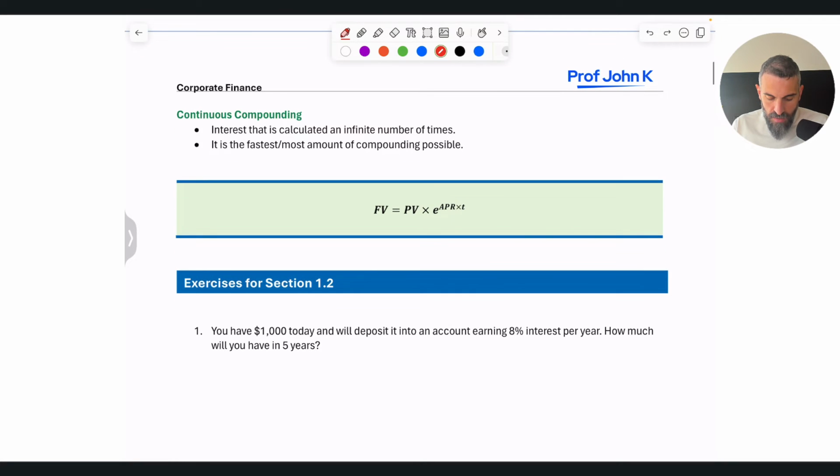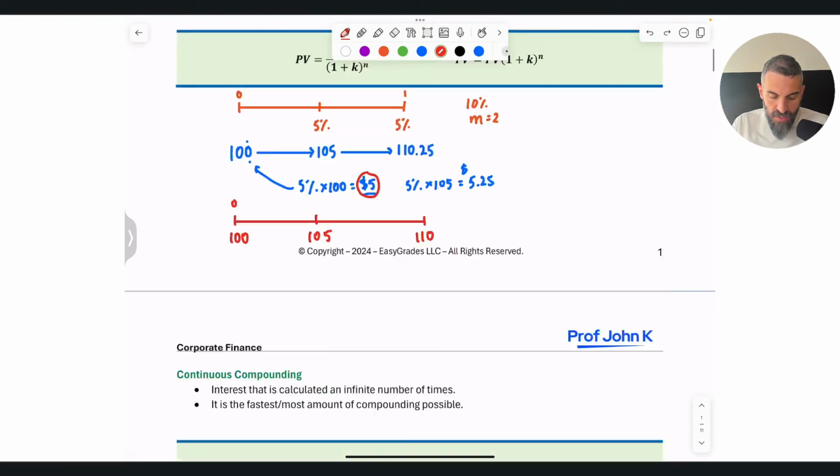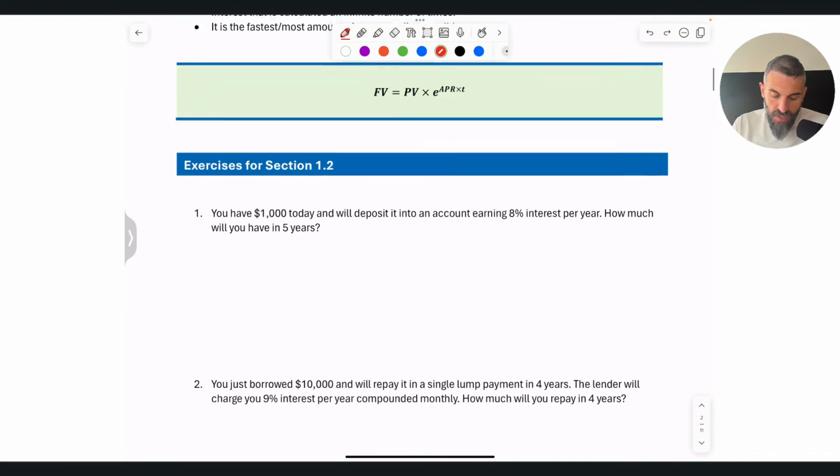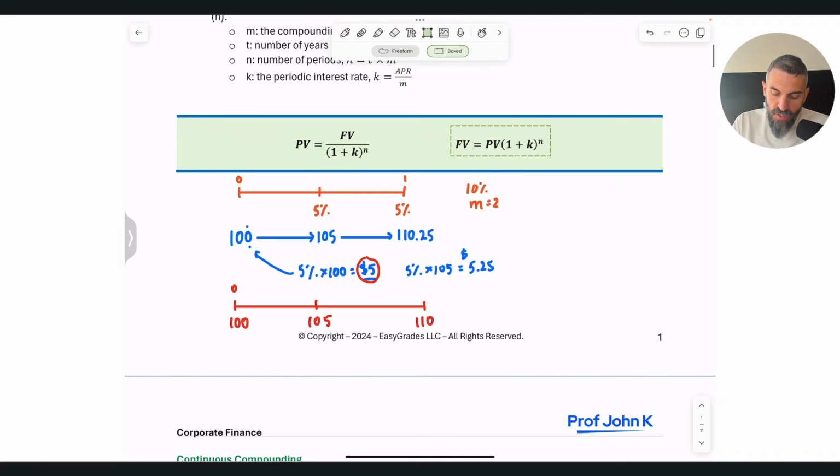So let's start with our first exercise here. You've got $1,000 today. That makes this a present value. And you will deposit this into an account earning 8% interest per year. Okay, great. So 8% interest per year, that's going to be our K. How much will you have in 5 years? For this, I'm looking for the future value.